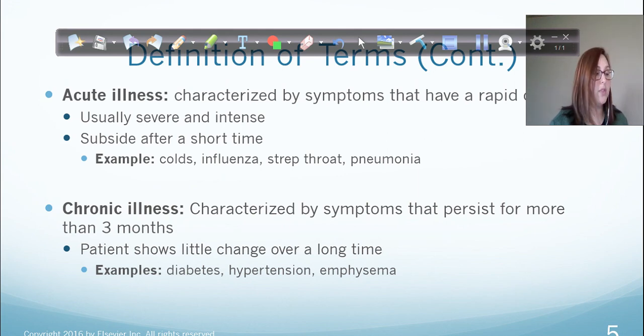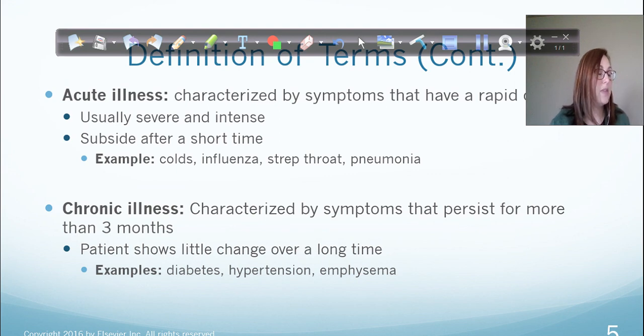Those symptoms develop slowly. Someone with hypertension, maybe they've been having headaches off and on for a short period of time. Maybe they slowly become more intense and more frequent, and they go to the doctor and their blood pressure is high. That might be something that develops slowly and then worsens over an extended period of time.